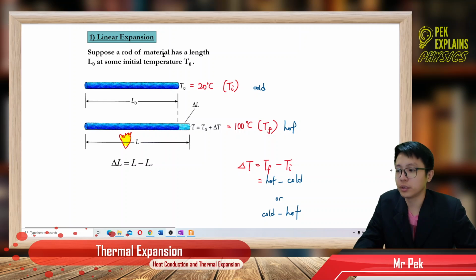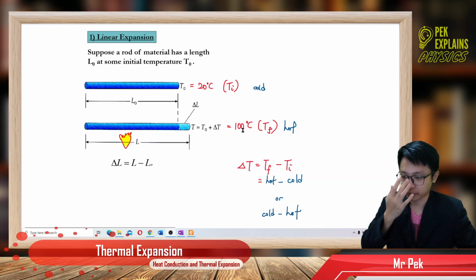Suppose I have a rod with initial length L naught at some initial temperature T naught. I have a rod with this length L naught, and the initial temperature is 20 degrees Celsius. Now I heat up the rod. What happens is it will expand when heated up. I heat it up until the final temperature of 100 degrees Celsius.